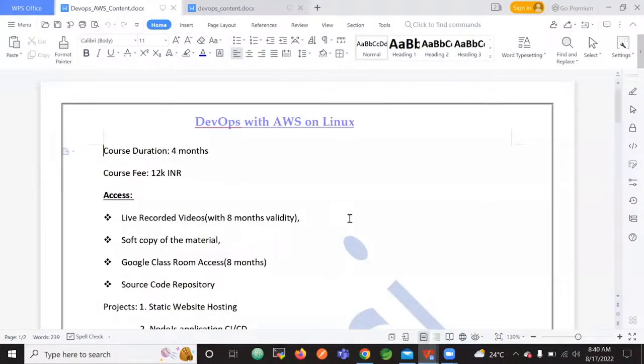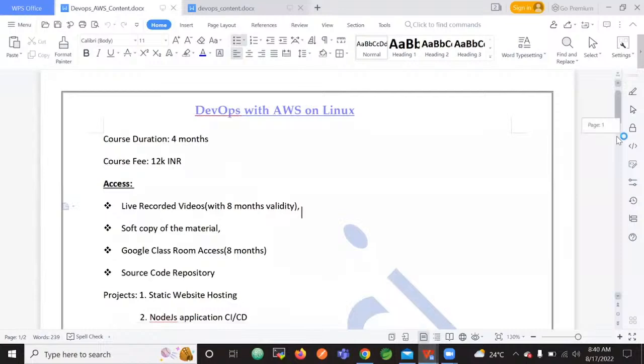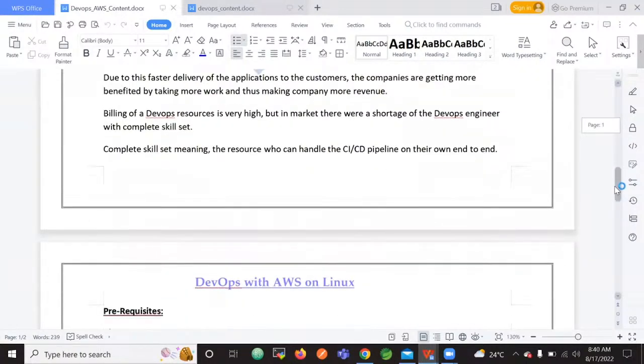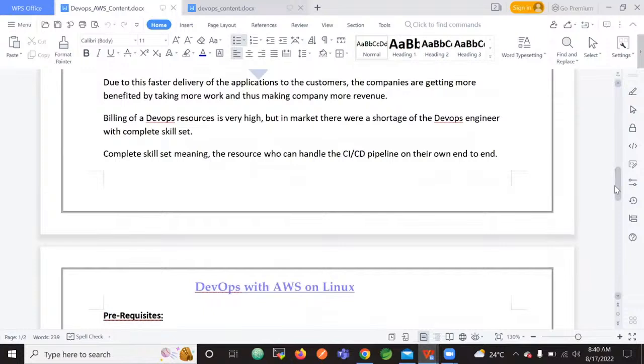Yes, so we are now discussing why we should learn DevOps. Complete skill set resources are still lacking in the market, and hence if we grab that opportunity of learning and then doing end-to-end pipeline setup and maintenance, 100% we will get good opportunities.